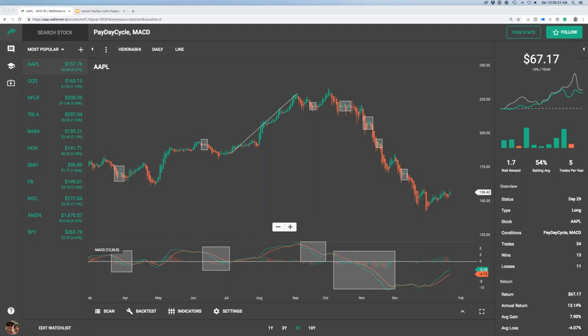Let's see. Do we have seasonality for QQQ? Absolutely. We have seasonality on all 8,000 stocks and ETFs.